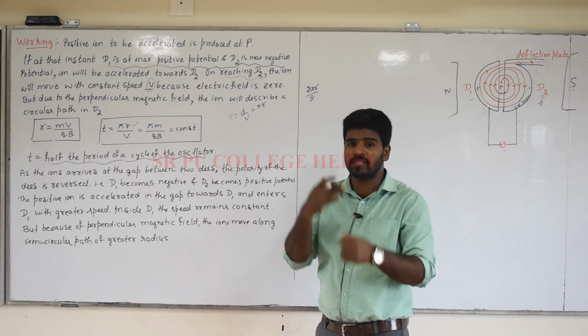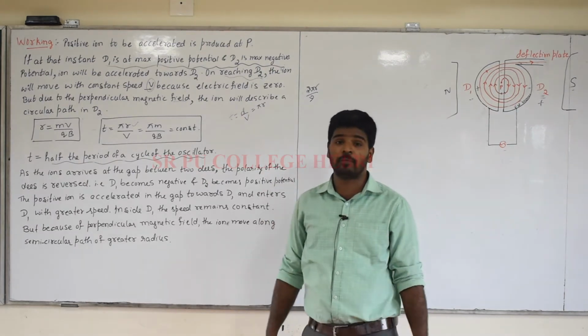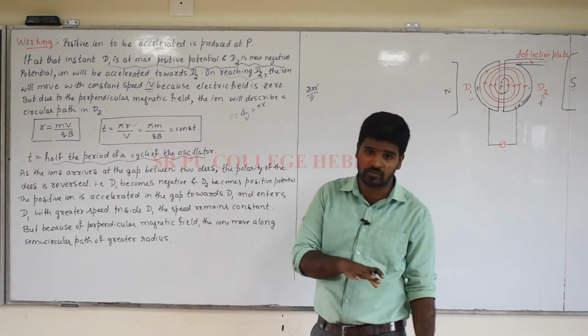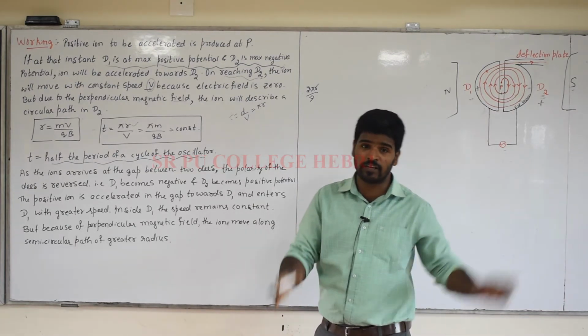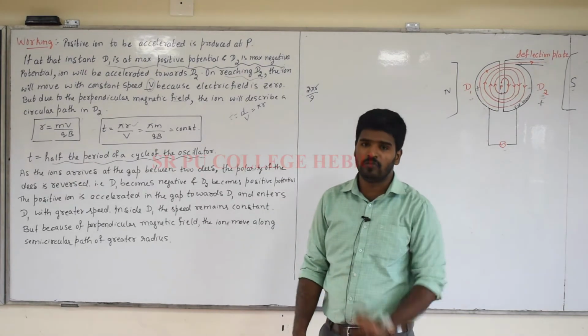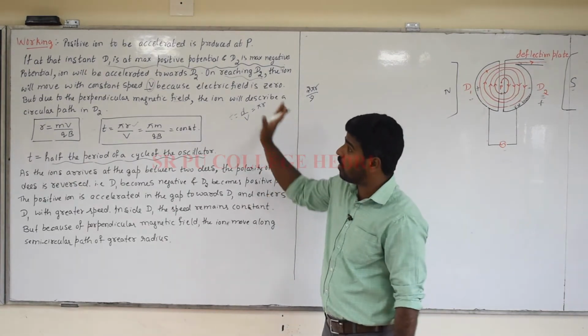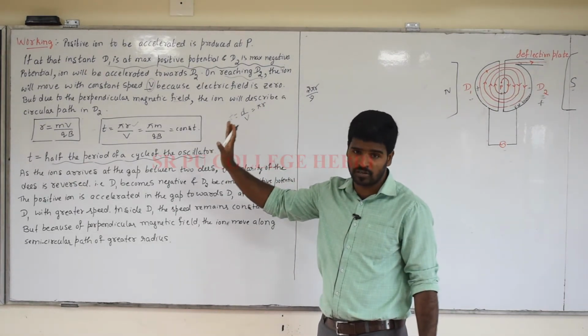Therefore the path followed by the positive ions will be a semicircular path because of the magnetic field, with the greater radius, as in the first case. Is it clear? This is all about the working of a cyclotron.